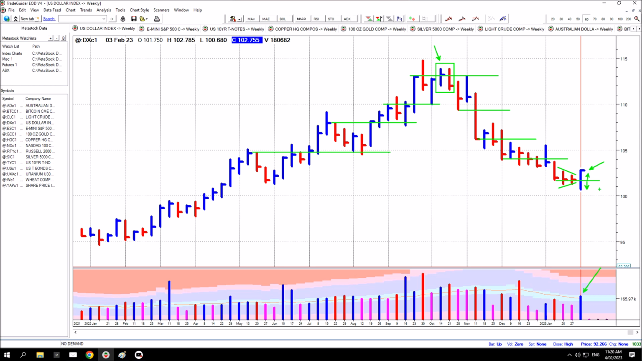This market has a bearing on many other markets because they're priced in US dollars. So a higher US dollar in this case will put pressure on a lot of those associated markets and give them headwinds, so to speak.